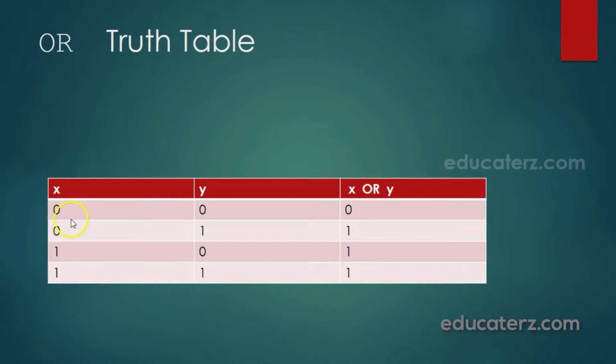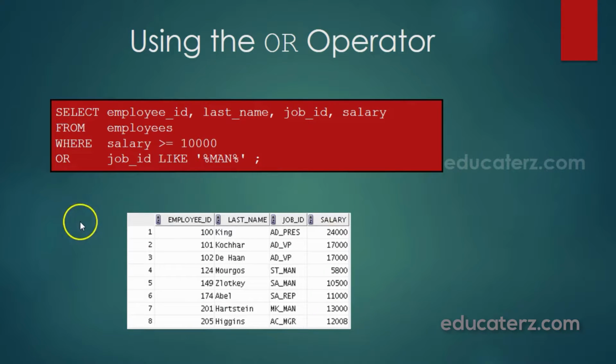In other words, if you treat 0 as false and 1 as true, the statement goes like this. X is false and Y is false, X OR Y is also false. If X is false and Y is true, then X OR Y becomes true. X is true, Y is false, X OR Y is true. And X is true, Y is true, then the result of X OR Y is also true. This indicates that if either of the components is true, then the result is also true. So, using the OR operator in the query.